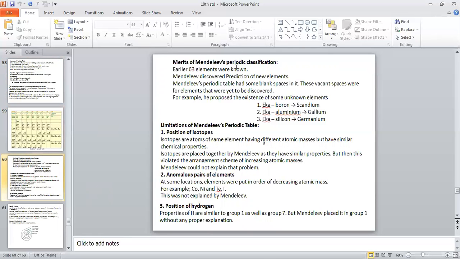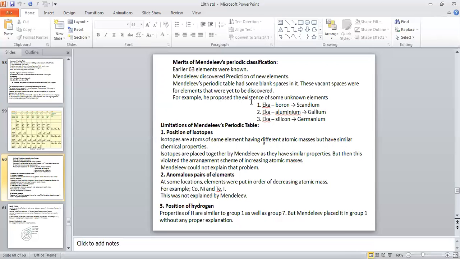So merits of the Mendeleev periodic table, that is the advantages. At that time 63 elements were known. So Mendeleev made the prediction of new elements. The Mendeleev periodic table had some blank spaces. These vacant spaces were for the elements that were yet to be discovered. So before discovery of these elements, Mendeleev left some spaces in the periodic table.